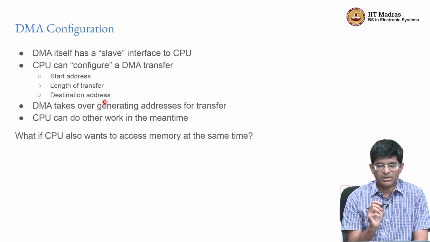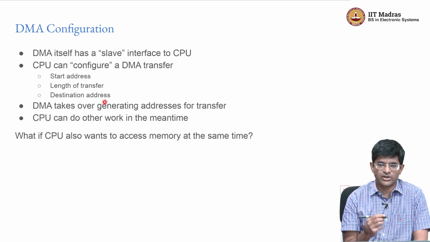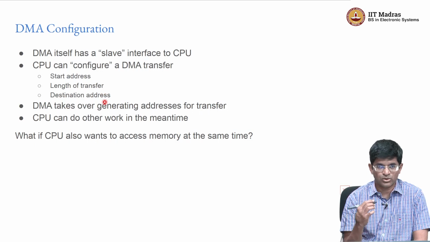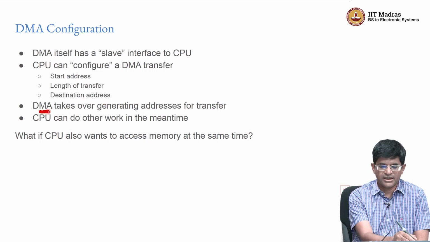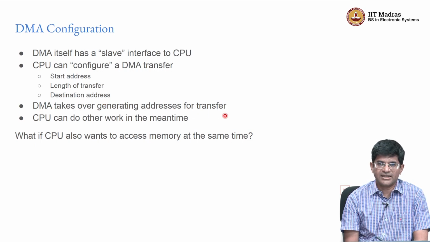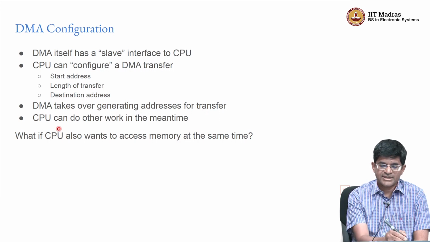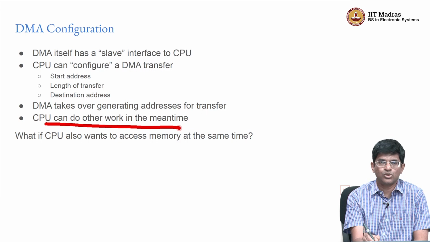And then there will be one more control register where the CPU writes a value saying, okay, now start the transfer, right? And once that is done, the DMA can take over generating the addresses for actually transferring the data, right? And the CPU in general can do other work in the meantime.